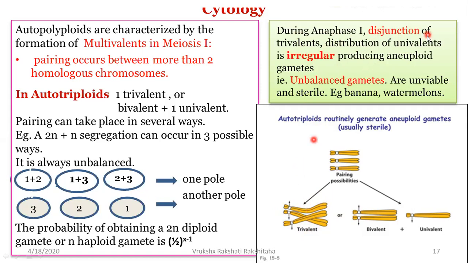So the disjunction of the trivalents and also the distribution of the univalents is irregular, and this results in the production of aneuploid gametes, also called unbalanced gametes. And such unbalanced gametes are unviable and sterile. For example, in banana and watermelons.